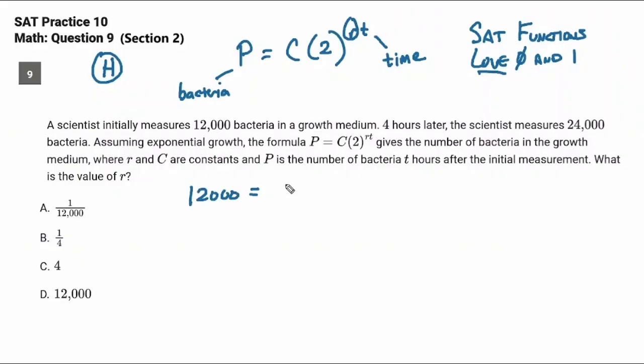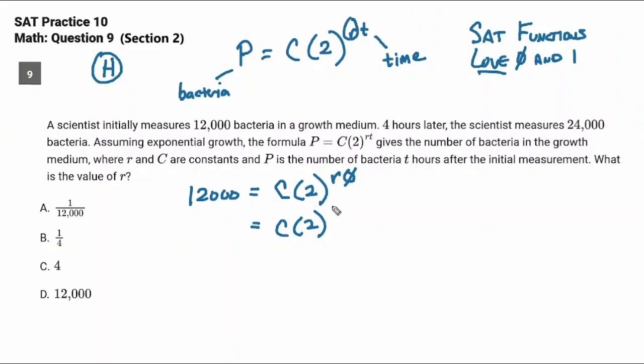equals, we don't know anything about C yet, 2 just sits there. We don't know anything about R, it's what we're looking for, but we do know time. What's time? It's 0. All right, can't do anything with this 12,000. Can't do anything with the C yet. Can't do anything with the 2. But what's anything times 0? It's 0. So what's R times 0? Whatever it is, it's 0.